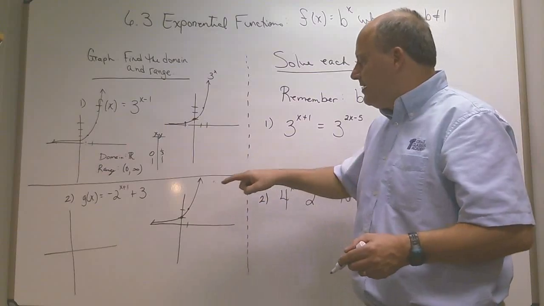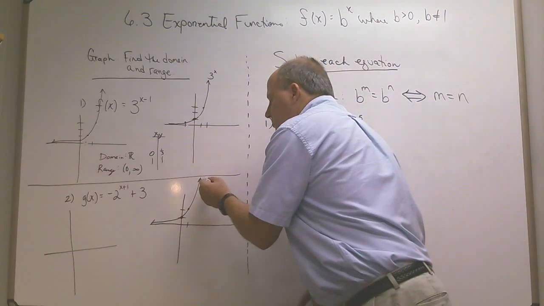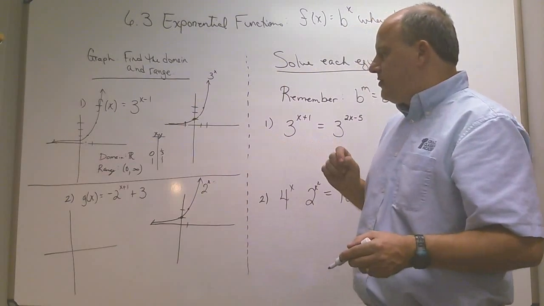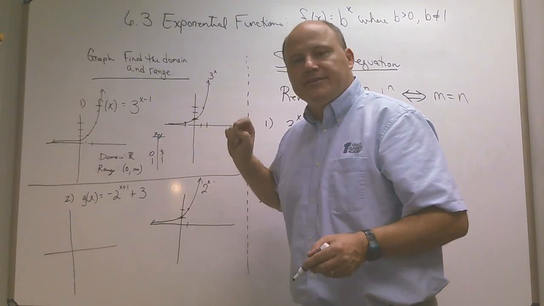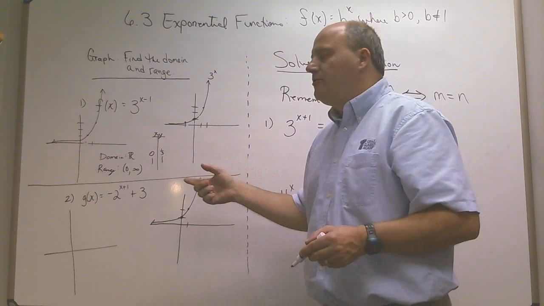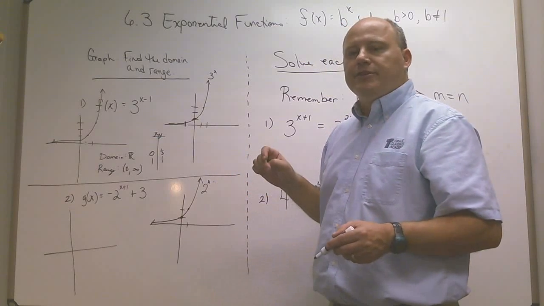And so we're going to take this graph, which is 2 to the x, and we're going to apply 3 transformations. We're going to move it 1 unit to the, what do you think? It's going to be left because it's x plus 1. The minus 2 flips it upside down, and the plus 3 moves it up.